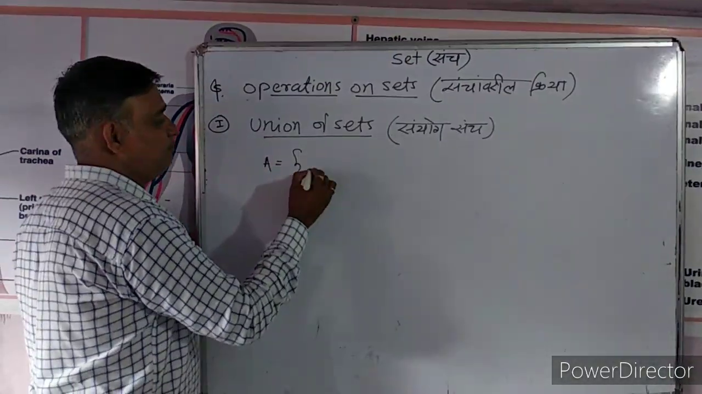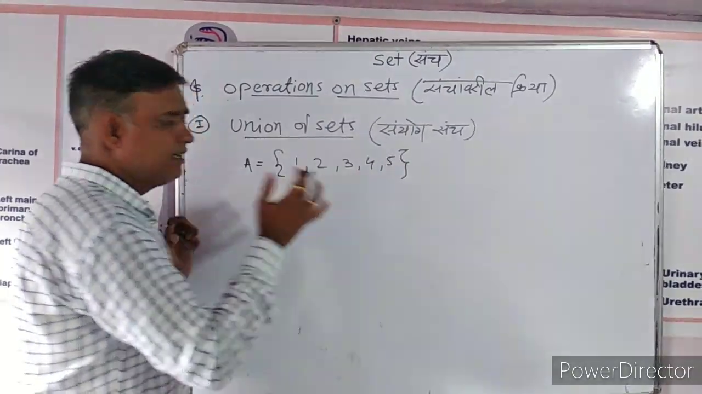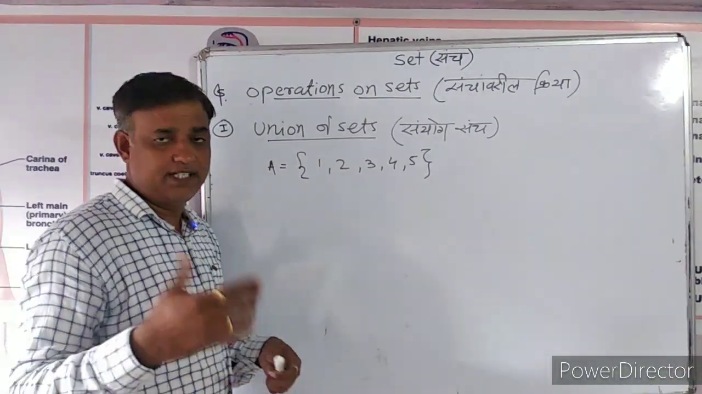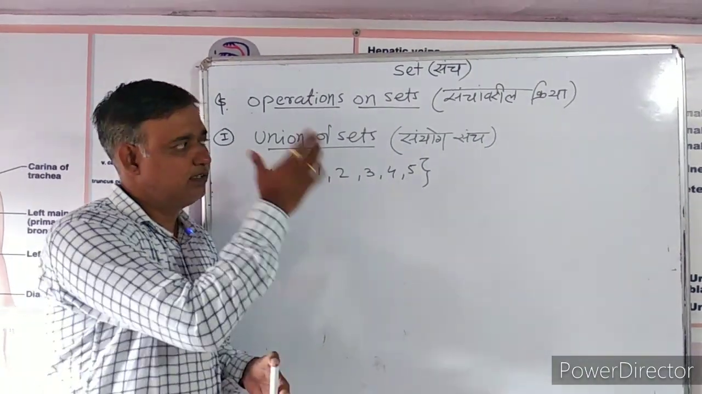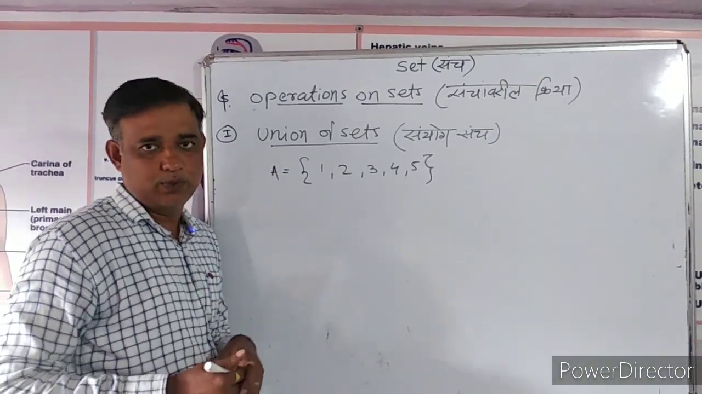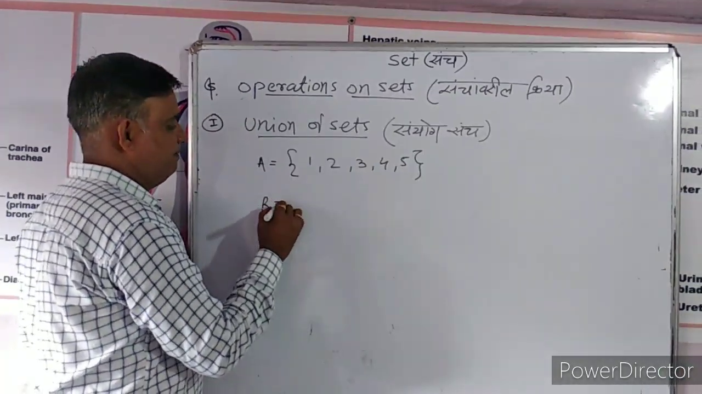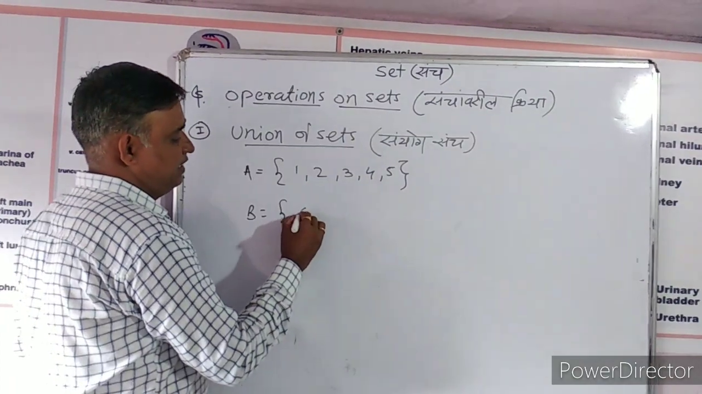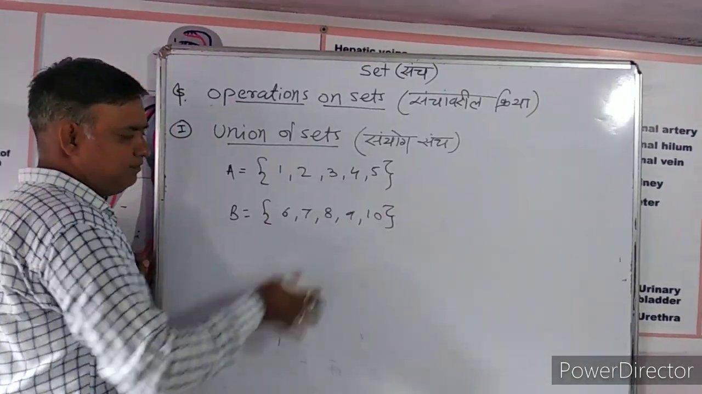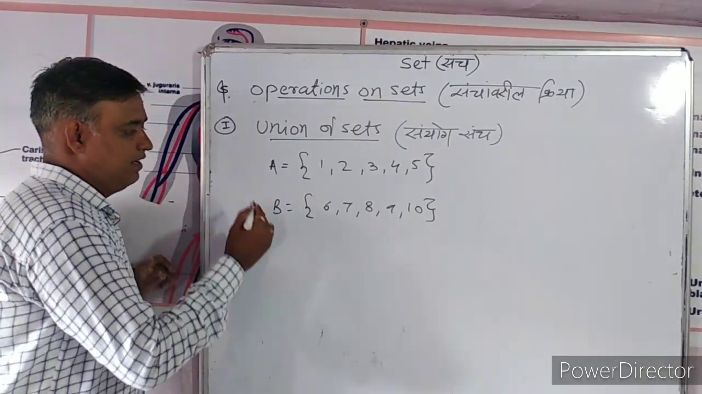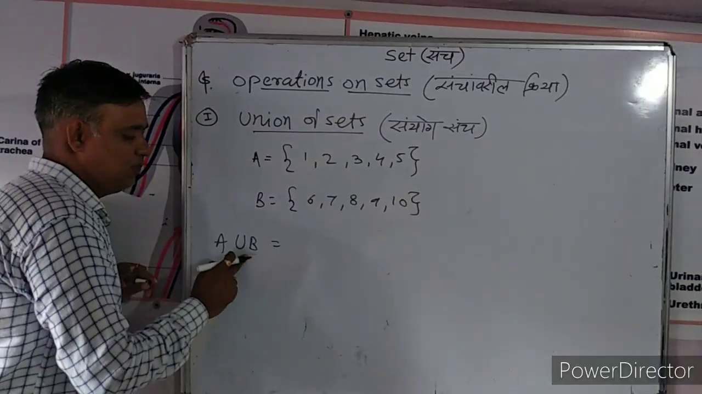I take simple examples here to understand it very clearly. In the next lecture, we will solve other examples based on these two. Okay. A is equal to {1, 2, 3, 4, 5}. B is equal to {6, 7, 8, 9, 10}. If you have to write A union B, it is read as A union B.